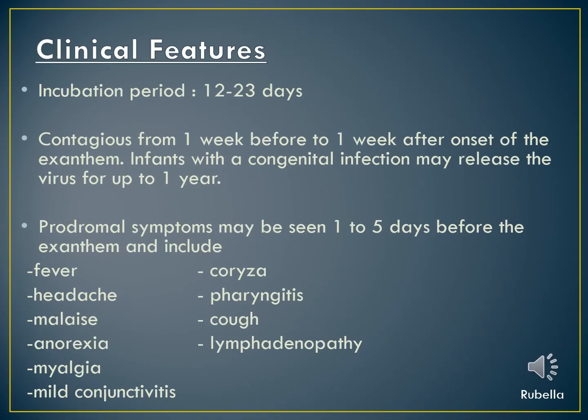Now I'll be explaining about the clinical features of rubella. The incubation period of rubella is 12 to 23 days. Patients infected with rubella are contagious from 1 week before to 1 week after the onset of the exanthem. Infants with congenital infection may release the virus for up to 1 year. Prodromal symptoms may be seen 1 to 5 days before the exanthem and include fever, headache, malaise, anorexia, myalgia, mild conjunctivitis, coryza, pharyngitis, cough, and lymphadenopathy.